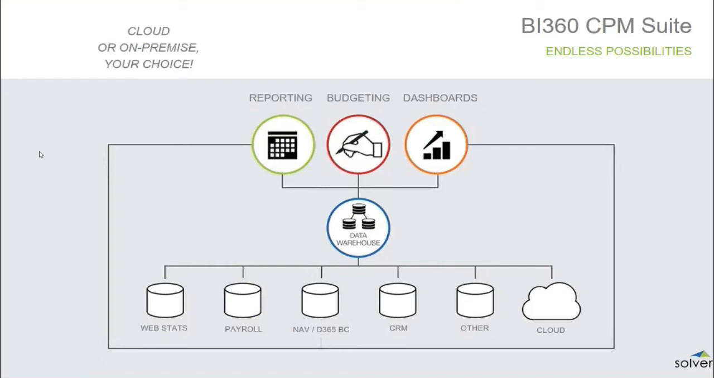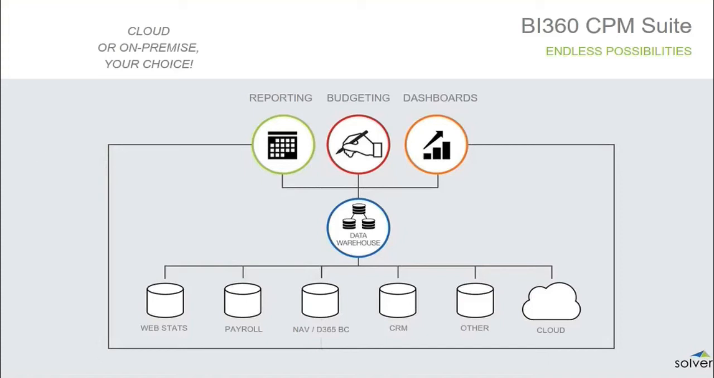And before I get into everything, I just wanted to talk about what we do. We're a corporate performance management software. So what that means is we offer reporting, budgeting, dashboarding, data warehousing for all of your Navision, as well as for those of you considering going to the cloud, D365 Business Central needs.